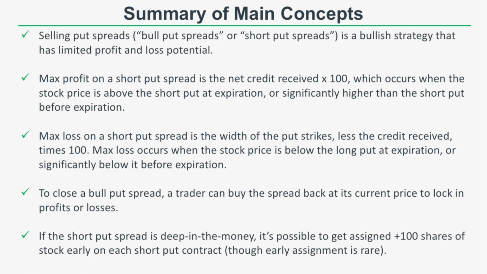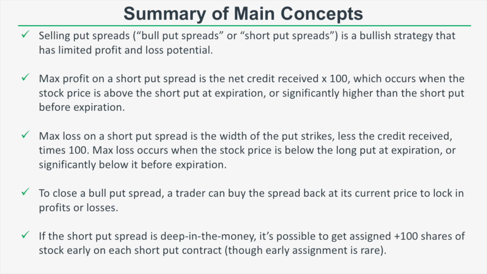So compared to just selling a put outright, by defining the risk and buying that put against your short put, you limit your profit potential a little bit more than you would if you had just sold the put, but your risk is significantly less than just selling the put outright. So a short put spread is a less risky version of selling a put.